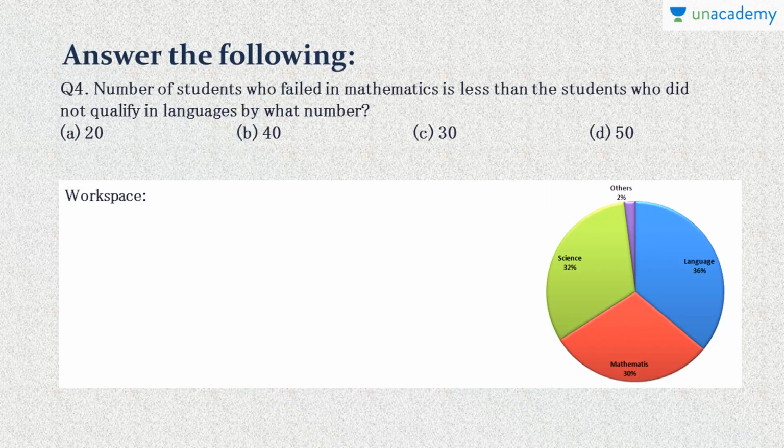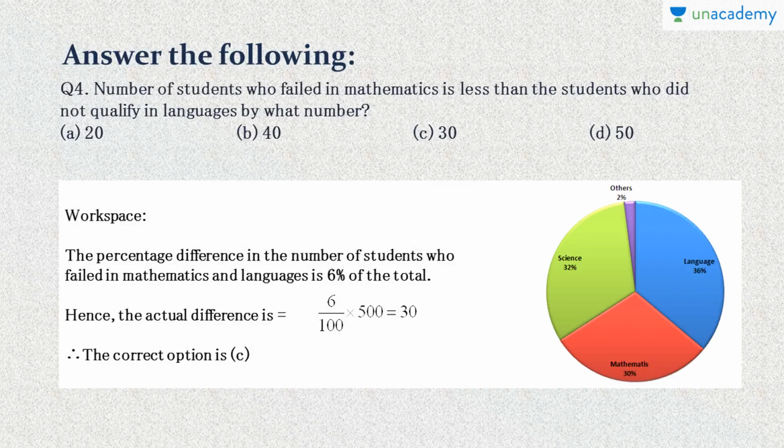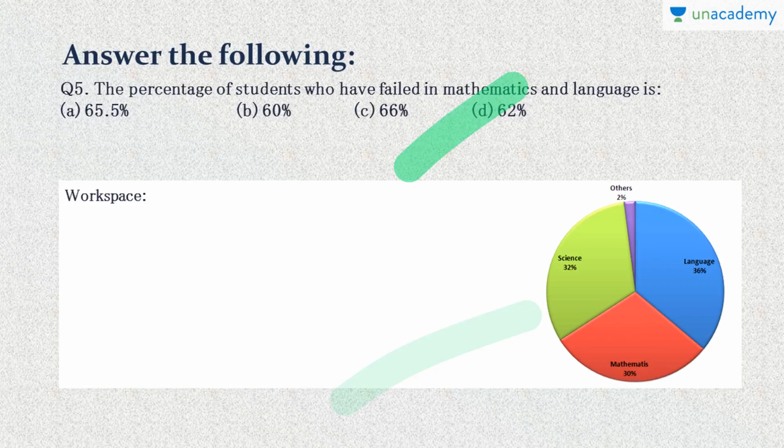Question 4. Number of students who failed in mathematics is less than the students who did not qualify in language by what number? So number of students who failed in mathematics is 30% and who failed in language is 36%. So the difference is 6%. So we have to just take 6% of 500, that is 30 students. The difference between the number of students who failed in mathematics and language is 30 students. So option C.